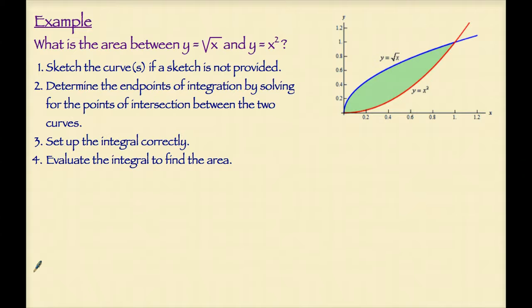Now let's do an example. Here are the steps we'll need to go through to find the area between y equals the square root of x and y equals x squared. First, we'll sketch the curves if a sketch is not already provided. Then we'll determine the endpoints of integration by solving for the points of intersection between the two curves. Third, we'll set up the integral correctly, and fourth, we'll evaluate the integral to find the area.